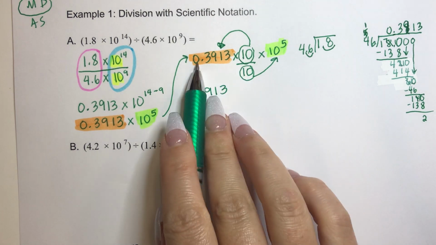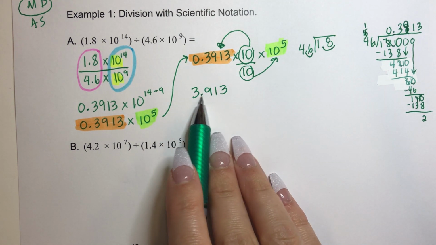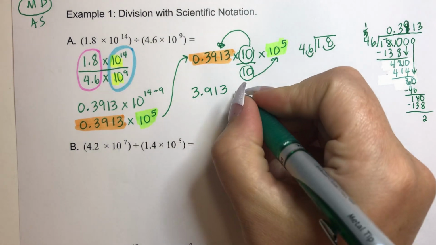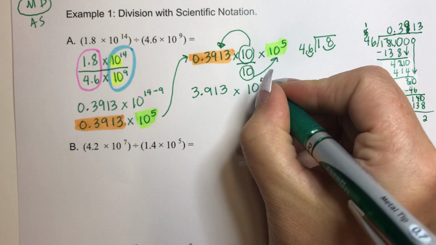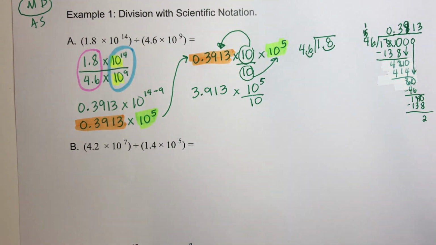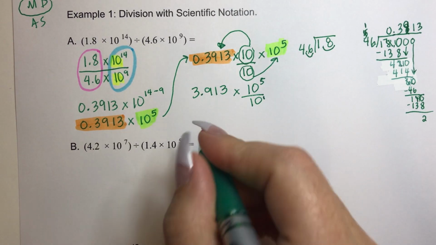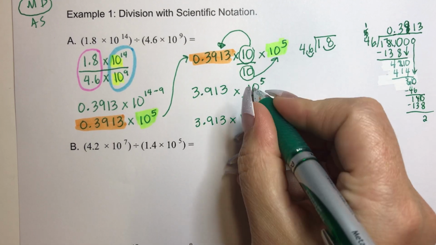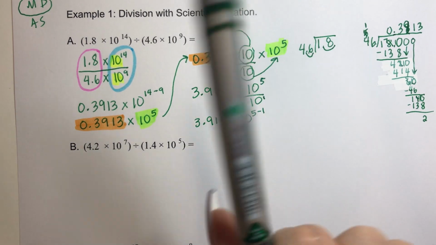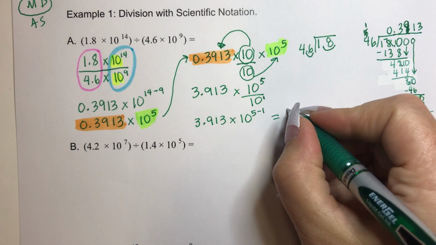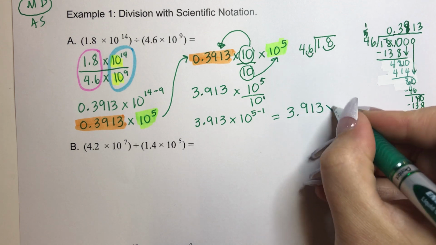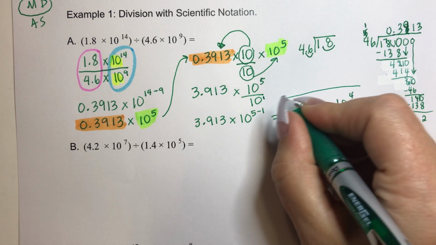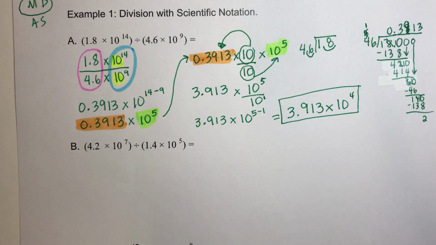So 10 times 0.3913 ends up being 3.913, right? Times 10 to the 5th divided by 10, right? And what's the exponent here? The exponent is 1. Okay, so I just have a little quotient rule. So I write this 3.913 times 10. I have the same base, 5 minus 1, which ends up being my answer, 3.913 times 10 to the 4th power. And that is my final answer.